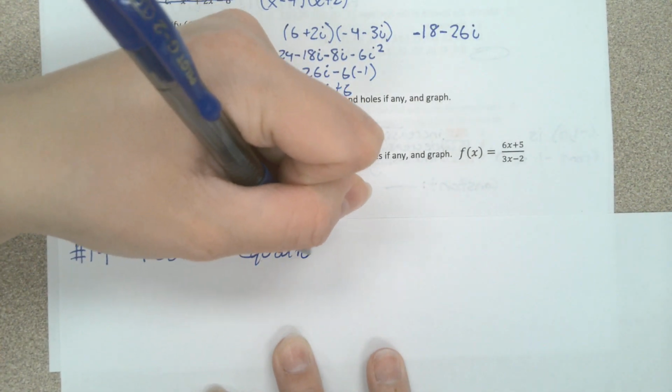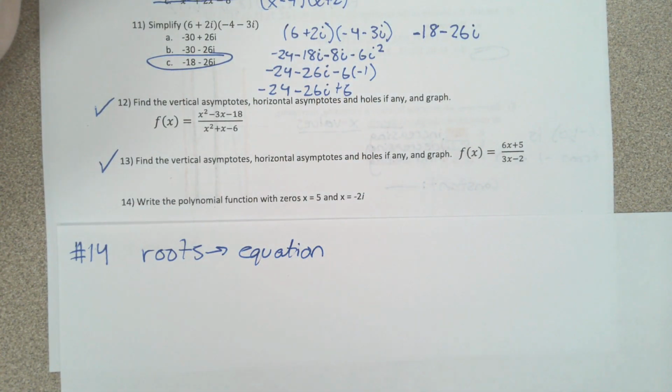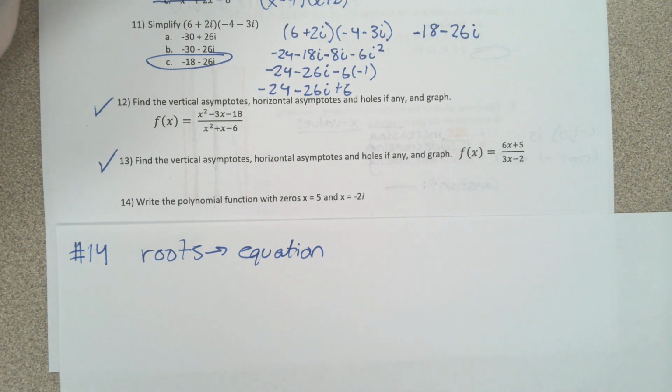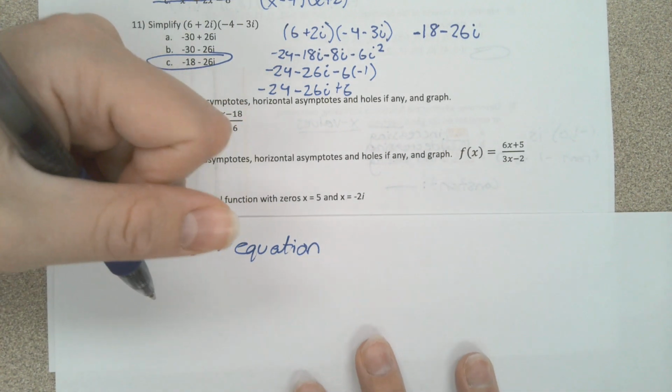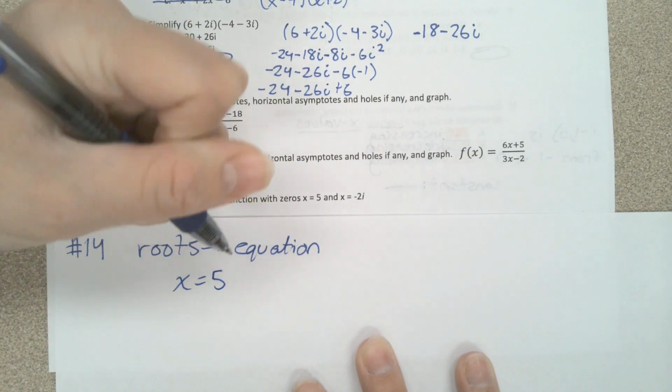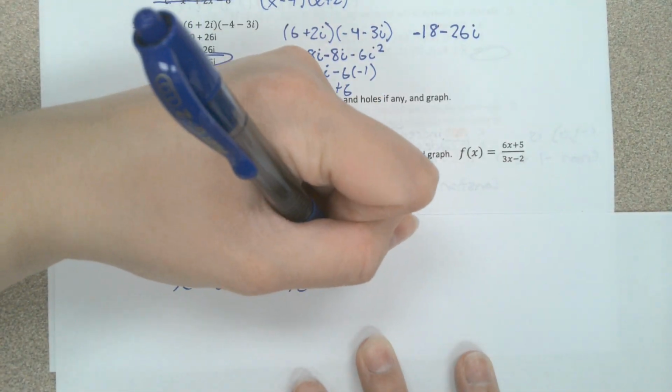We've already done one of these on here, but I was able to do it in my calculator because it was all whole numbers, all rational numbers. That's the word I'm looking for. Rational numbers, real numbers. This one I can't do in my calculator. And I don't have any choices either. That was the other thing. So we start with our roots. X equals 5. X equals negative 2i.